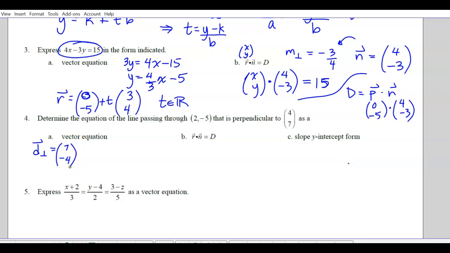Okay, so we're going to have r equals position vector. That point as a position vector will be 2, negative 5. And I'll just use t, 7, negative 4. Okay, and then really we should put t, element of the set of reals.